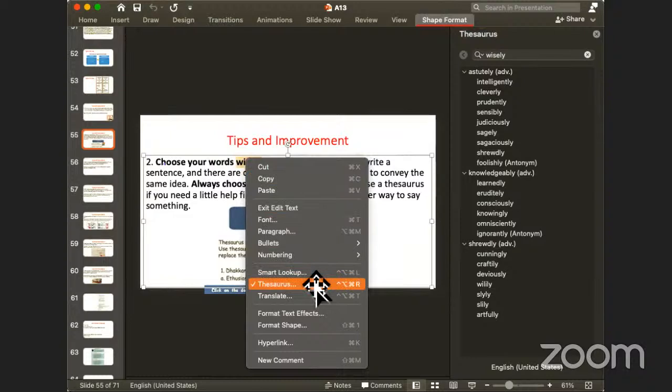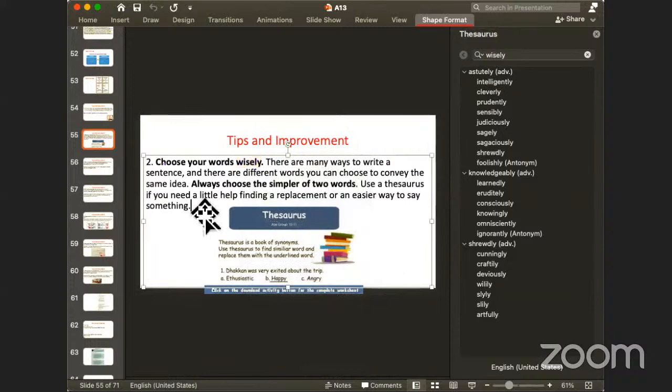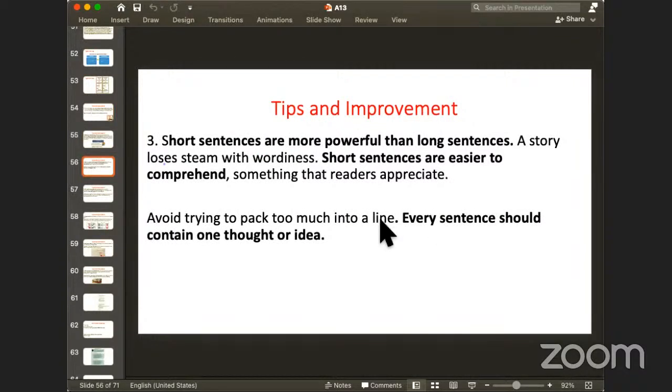In that way, you will get this information. Most of the tools online where you can write have this option. Basically that. So you can choose the best word that you need. All right. Next tip.